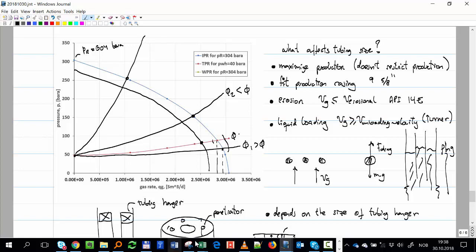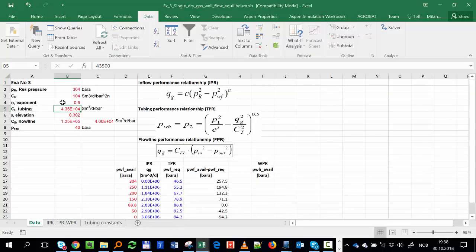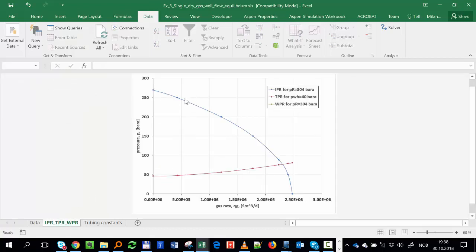And you can try that very easily on your Excel sheet. You change the reservoir pressure here, for example, let's try 270. Now the IPR got reduced, and the intersection is no longer at 283 but at 240-something. So these things affect the intersection: depletion in our case, and tubing diameter.